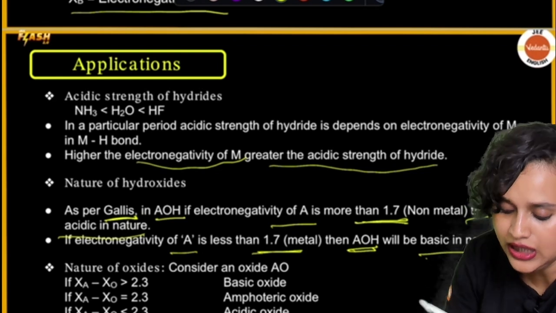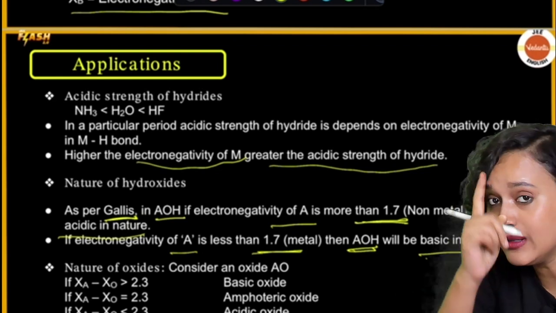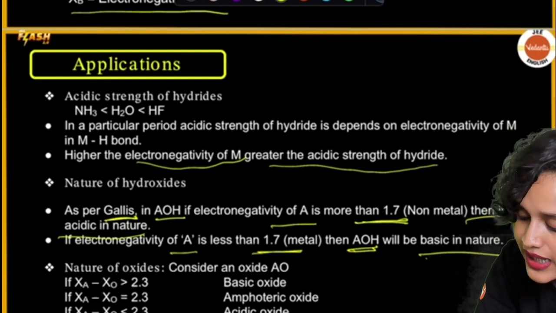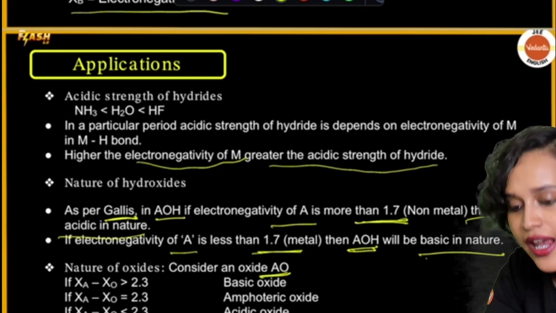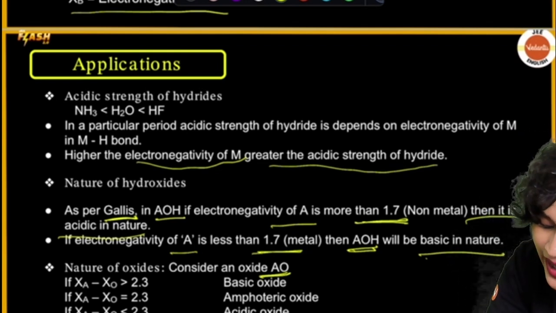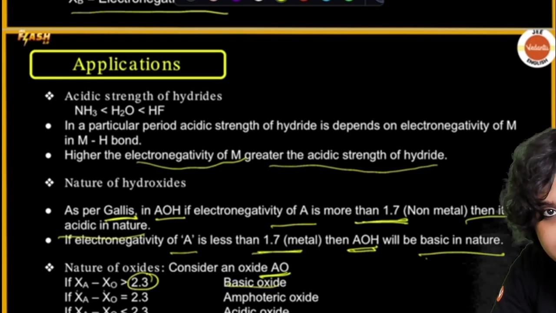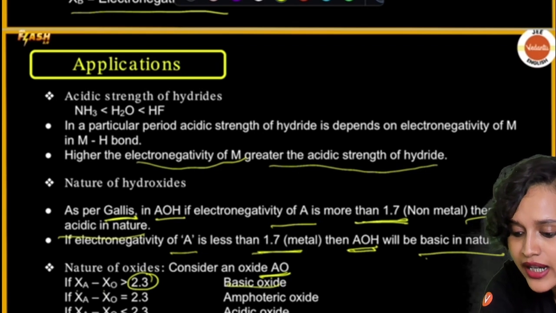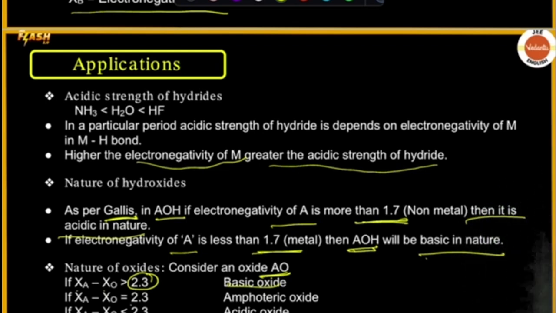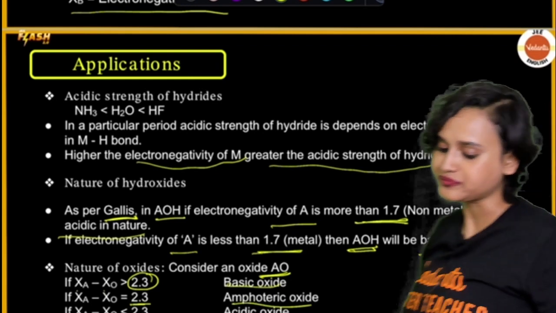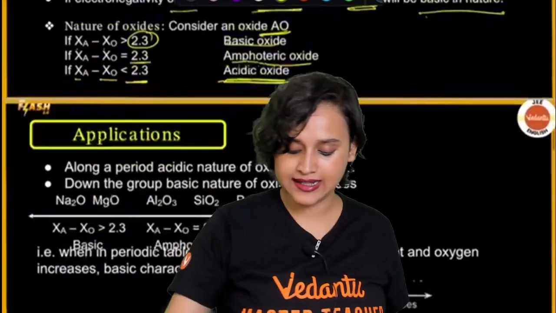For example, consider an oxide, let's consider AO. If XA minus XO is greater than 2.3, we get a basic oxide. If XA minus XO is equal to 2.3, then you get an amphoteric oxide. And if XA minus XO is less than 2.3, then you get an acidic oxide. All right, everybody.